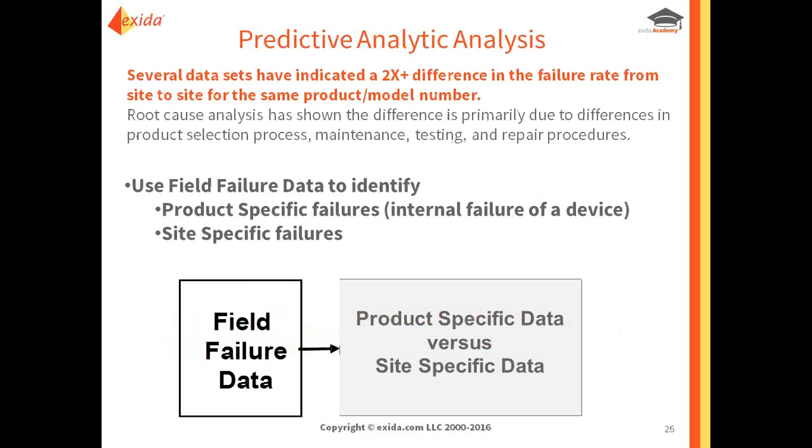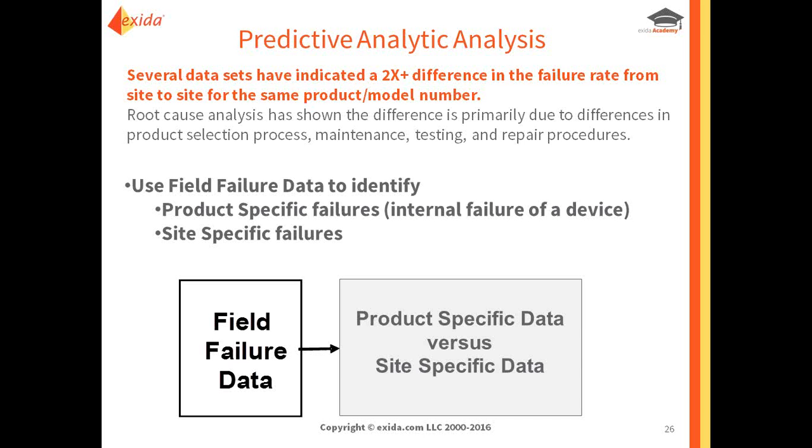The next thing is you have several data sets that indicate a 2x difference in failure rates from site to site for the same product and model number. And I know in previous weeks I've talked about something called the Site Safety Index. I'll throw a link on it at the end of the webinar. This is not uncommon. You visit one site with a product and another site with the same product, and you compare failure rates, and they're going to be different. In some places, they're a couple X different.